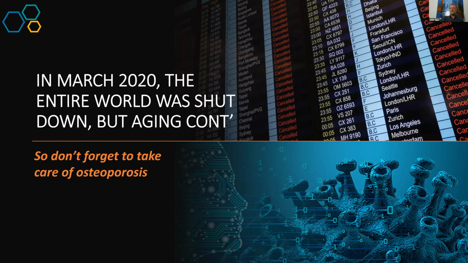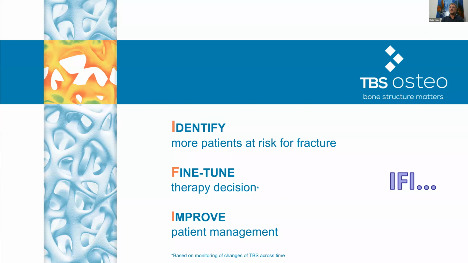So we're in a very difficult period. In March 2020, the entire world was shut down, but aging continued. So don't forget to take care of osteoporosis, because when you get the fracture, you get it for life. You cannot revert that process, and then the quality of life will suffer, and the comorbidity and so on will be a cascade event. So having said that, thank you very much.